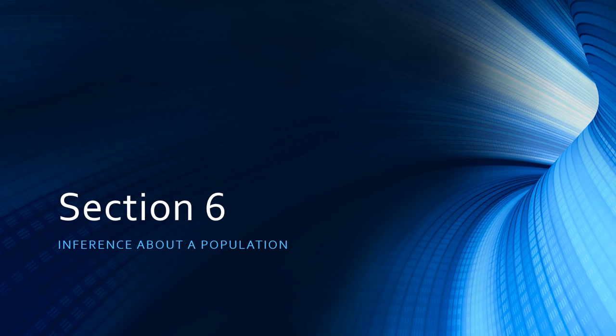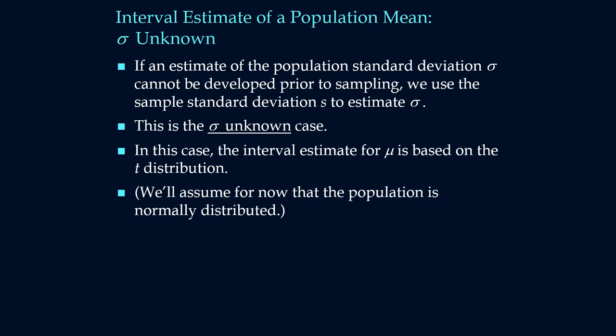All right, let's move into section 6 here, inferences about populations. And so we're going to talk a little bit about situations where we have an unknown standard deviation. Whenever we have an unknown standard deviation, we're not going to use our normal distribution. We are going to use a t-distribution.